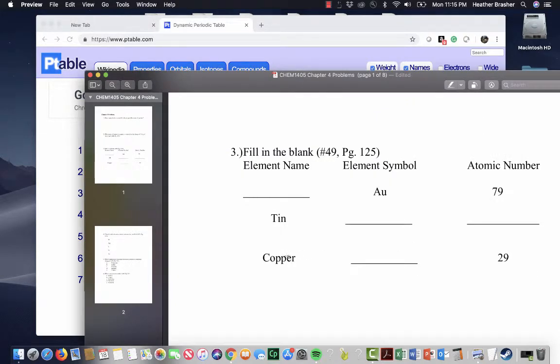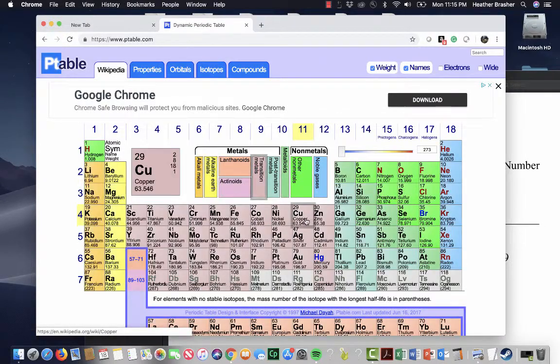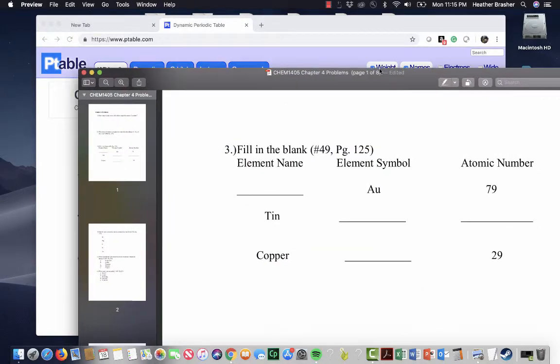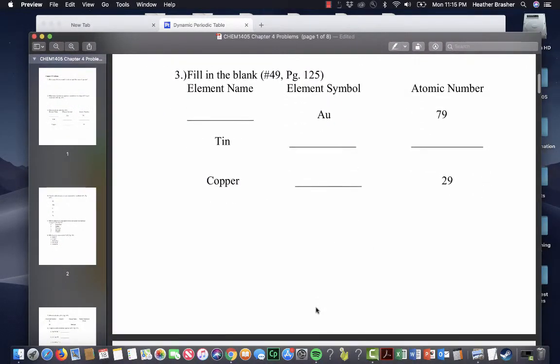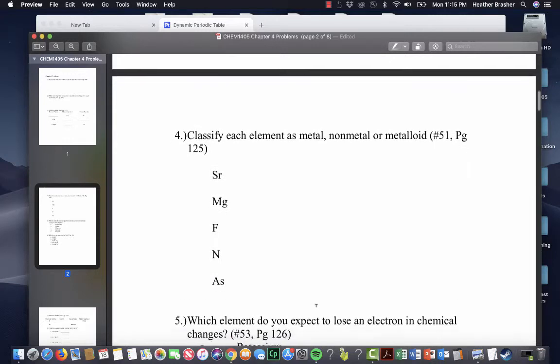And then copper, and this one's easier. You can go look, number 29. You can see that right there, and it's Cu. So you should be able to easily go through this and find, especially the commonly known ones, and be able to utilize the periodic table to find different things. And this is number 49, page 125.